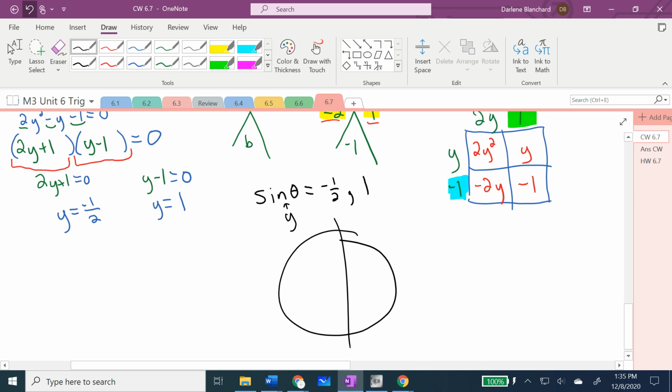And now in the unit circle, I'm drawing horizontal lines at y equals negative 1/2, which is the first of my special numbers in the negative direction, and y equals positive 1, which is the top of my circle.